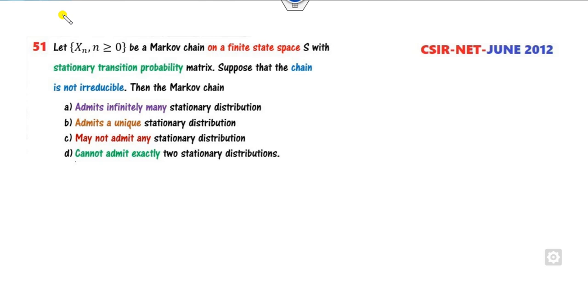Okay, look at another one. This is statement-wise. A Markov chain is given to you with finite states. So consider the states 1, 2, 3. It has a stationary probability. Fine. But remember, is this stationary probability unique or infinite? It is not given to you that it is a unique one.